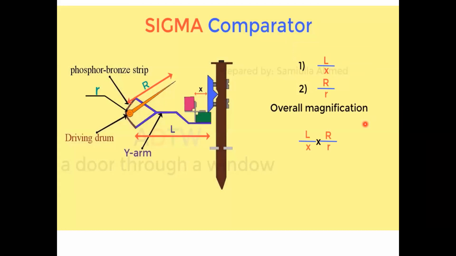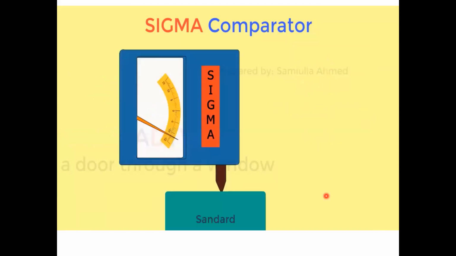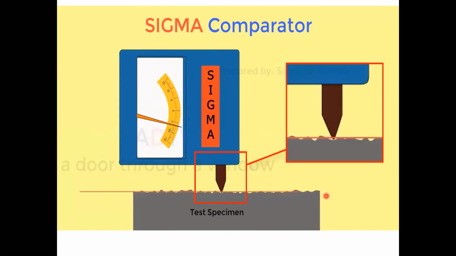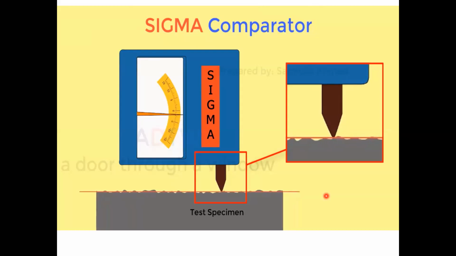Since we understood the construction, now we will see how it is used to compare, or its working. The instrument is initially calibrated to the standard and the zero is set to this value. Then the test specimen is placed on the measuring table and made to slide below the plunger of the instrument. Any difference in the measured dimension of the specimen will result in either the lowering or rising of the plunger.